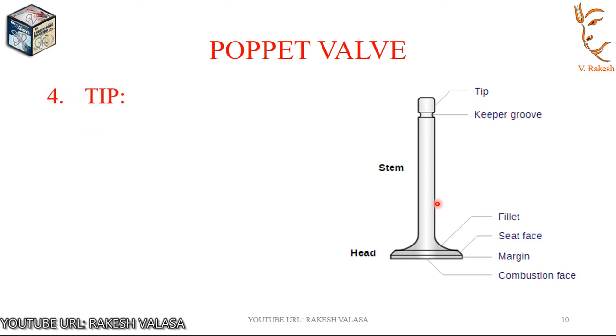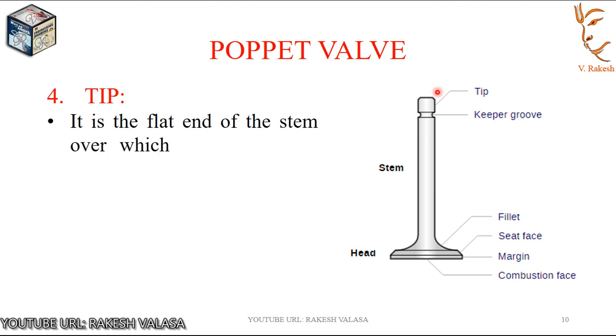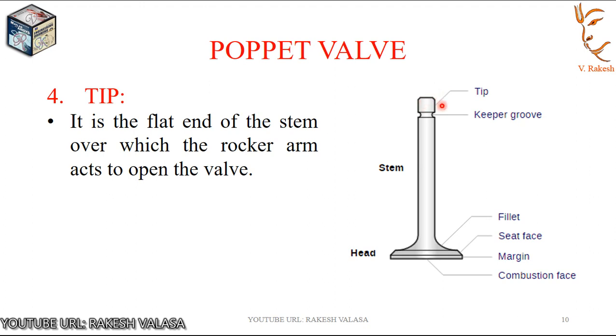The last part is tip. This is the tip. It is the flat end of the stem over which the rocker arm acts to open the valve. This tip is generally deposited with a coating of a hard metal to resist wear.